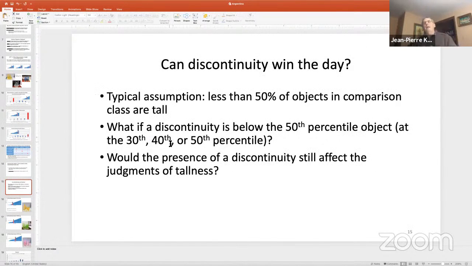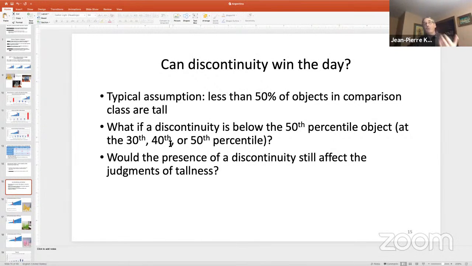Given that discontinuity matters, we wondered whether discontinuity can win the day and in fact override our assumption that less than 50% of the objects in a comparison class are tall. So the question we asked in the second experiment is, what if a discontinuity is below the 75th percentile objects? Would the presence of the discontinuity still affect the judgment of tallness?